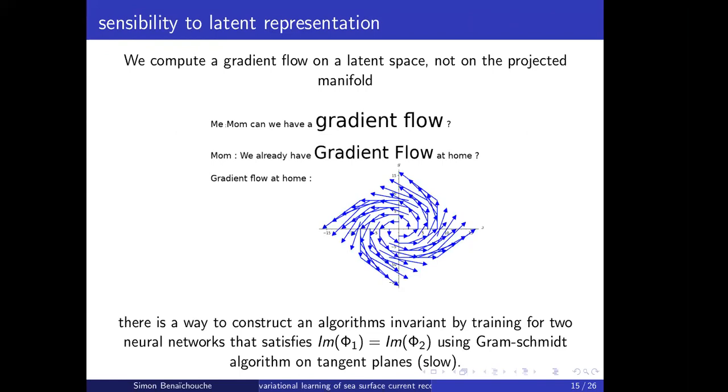You can construct simple examples on R2, on the plane, for example using a very simple cost, such as the norm. And when you apply a diffeomorphism, you see for yourself. But there is a way to construct an algorithm that will be invariant in this setting and would only depend on the mapped space.